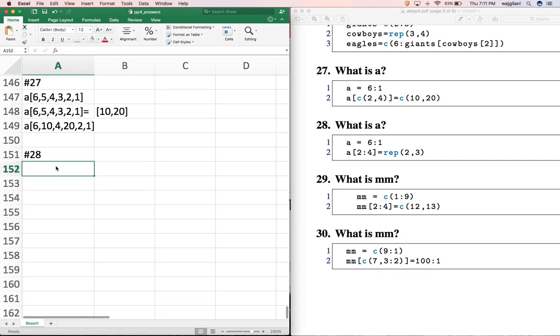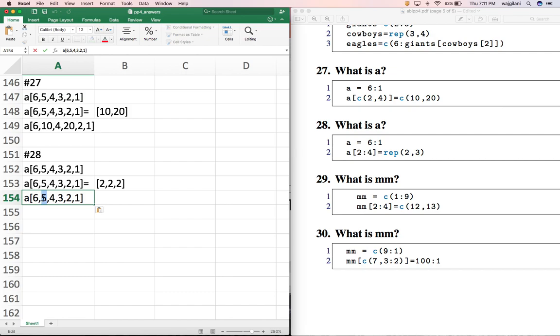All right. What is A again? A is 6, 5, 4, 3, 2, 1. This time, our right side is basically repeating 2 three times. So that's basically this value right here, and on the left side it's going to be this, equal to those values, but in these particular positions. The second position, which is 5, will become 2. The third position, which is 4, will become 2. The fourth position, which is 3, becomes 2. And so this is what A ends up being right here.